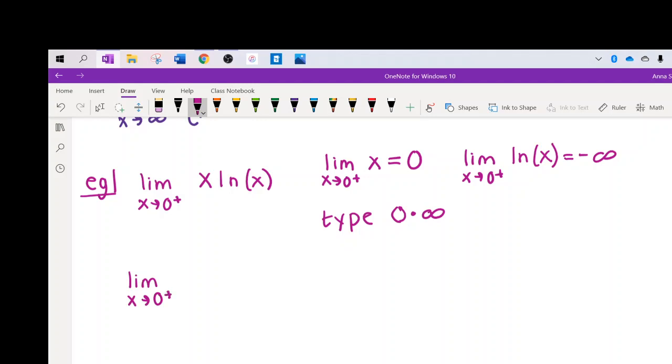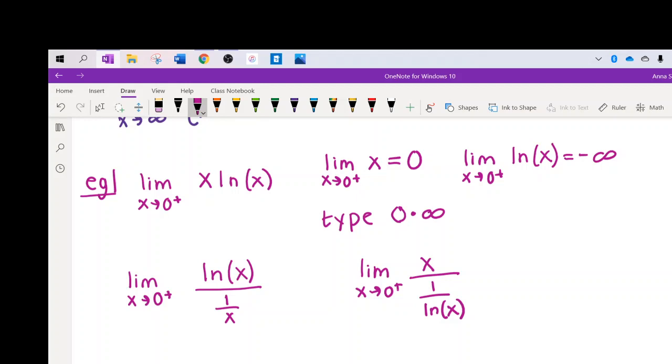And we kind of have two choices. I'm going to write both of them down, but really only one of them is going to be the more useful one. So we have two choices. We could either rewrite this as ln of x over 1 over x, right? That's the same thing as x times ln of x. Or we could rewrite it as x over 1 over ln of x. So what makes me say that this one is better?